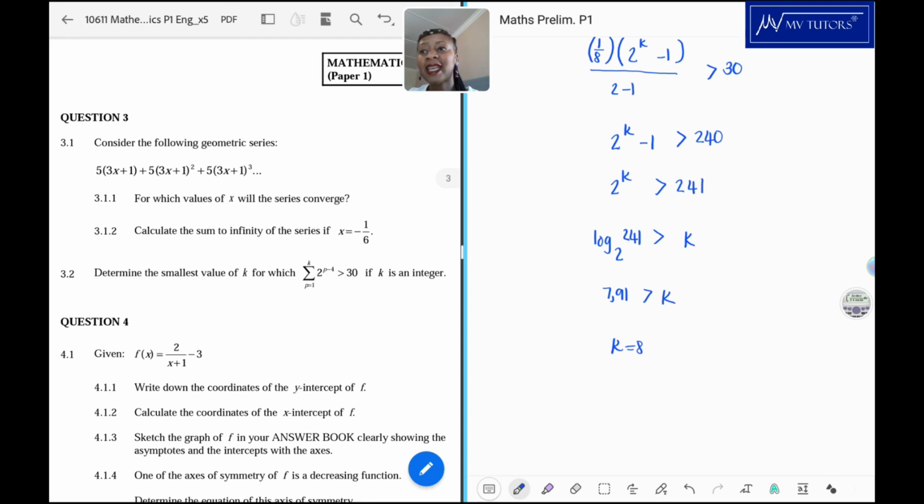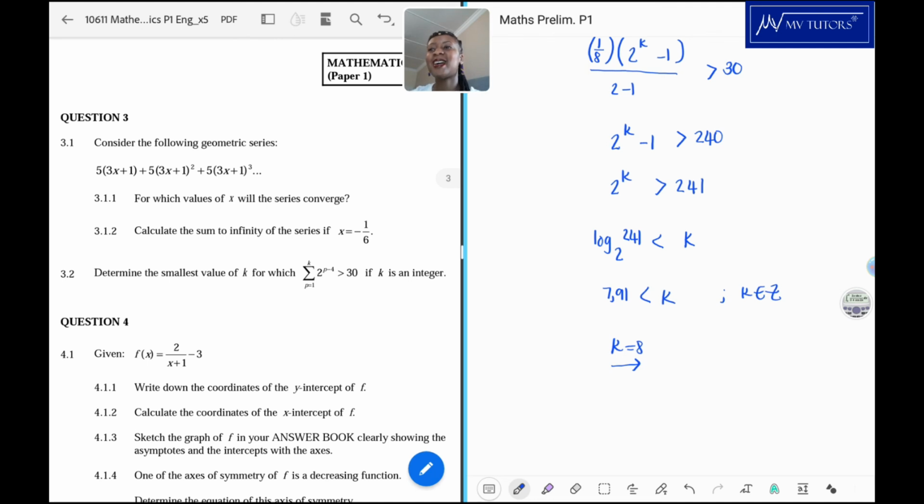Remember that k can't be a decimal or a fraction because, oh yes, they did say k is an integer. So k is an element of the integers. Actually, no, I made an error there. Okay, k is equal to 8. If it was smaller, then k would have to be equal to 7.